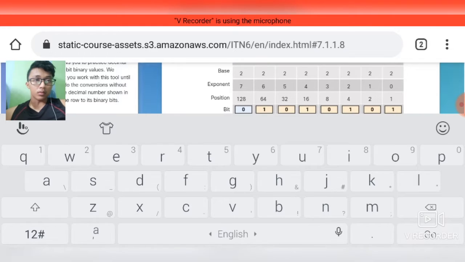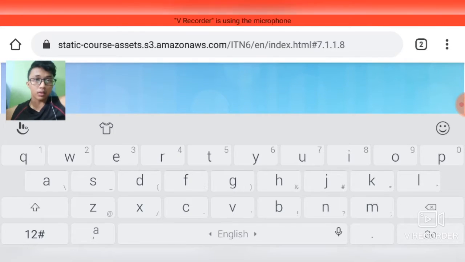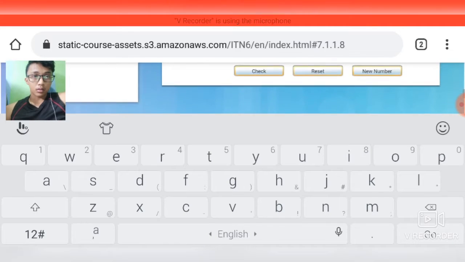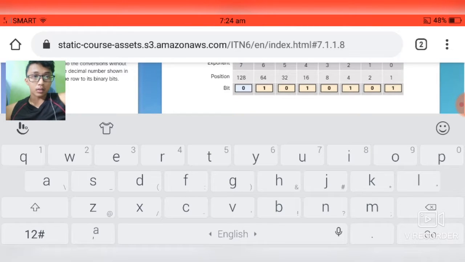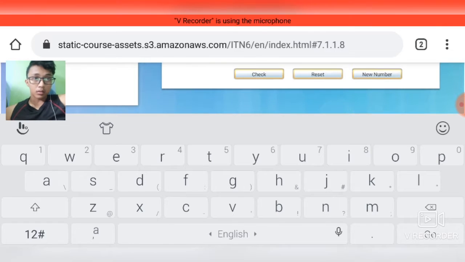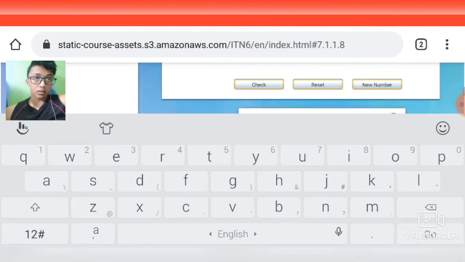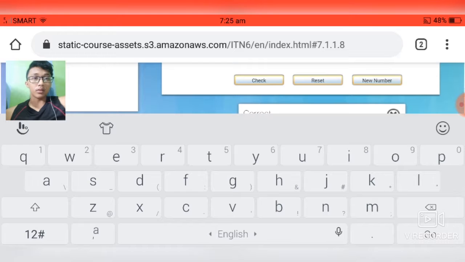So let's find out if it is correct. Check. So we successfully answered.